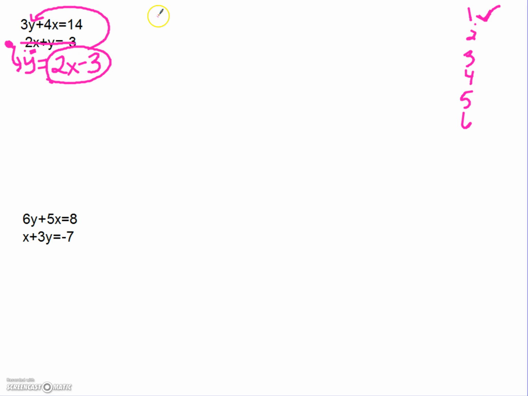Okay, all right, so how you do that is, now this one's going to be a little bit more complicated. You're going to do 3 times y, which is now 2x minus 3, plus 4x equals 14. Okay, this looks really long and complicated. Don't worry, don't fret, you've already done this.